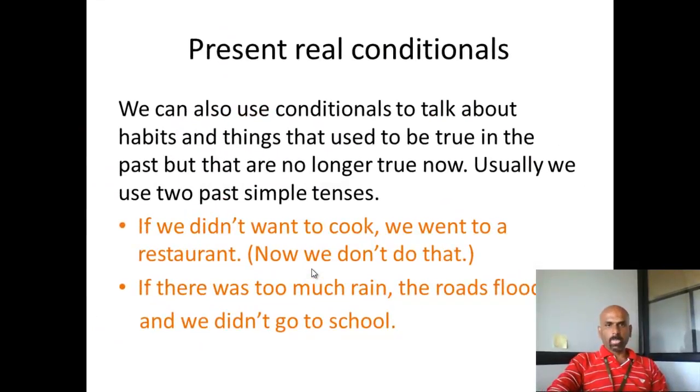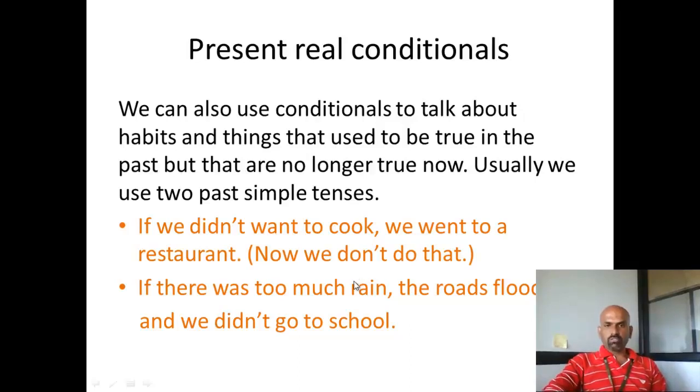And another example, if we didn't want to cook, we went to a restaurant. Both are in the past tense. Yes, you can do that. We can also use conditionals to talk about habits and things that used to be true in the past, but they are no longer true now. In that situation, you can use these. Both are in the past tense. You can use it. If we didn't want to cook, we went to a restaurant. That means normally it used to be your regular habit in the past.